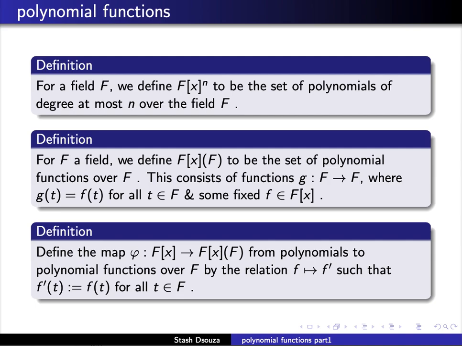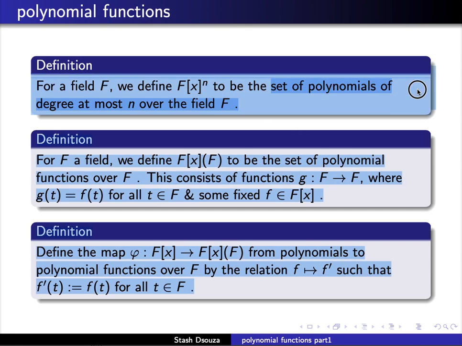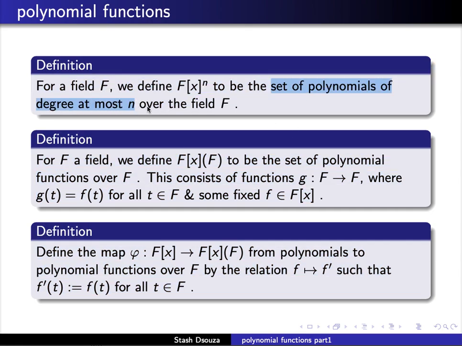We begin with the definition here. For a field F, we define F[x]^n to be the set of polynomials of degree at most n over the field F. For a field F, we define F[x](F) to be the set of polynomial functions over F. This consists of functions g over the field F, where g(t) is equal to f(t) for all t in F and some fixed polynomial f over the field F.